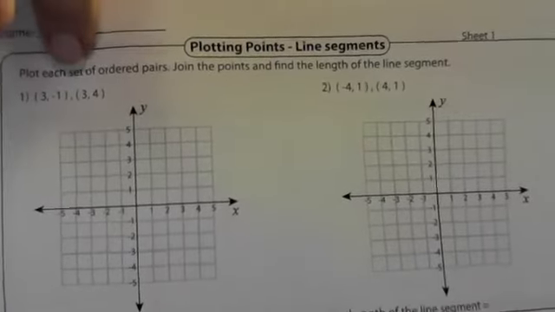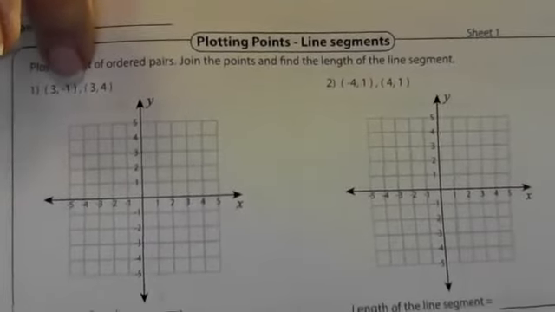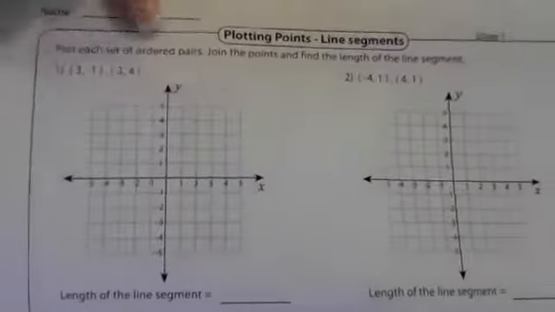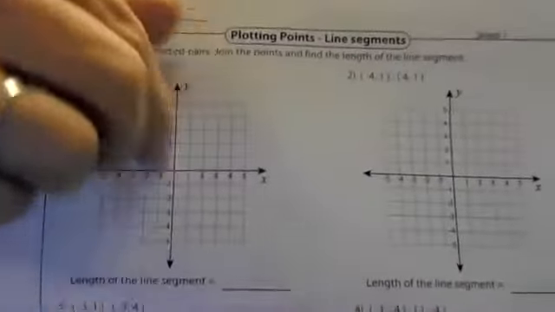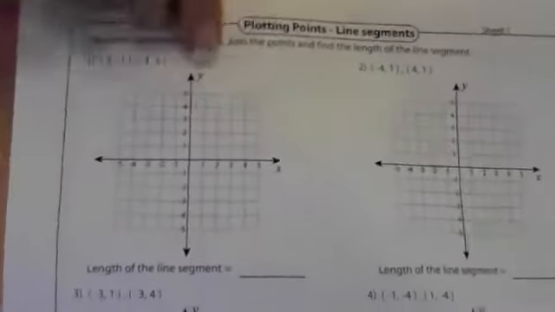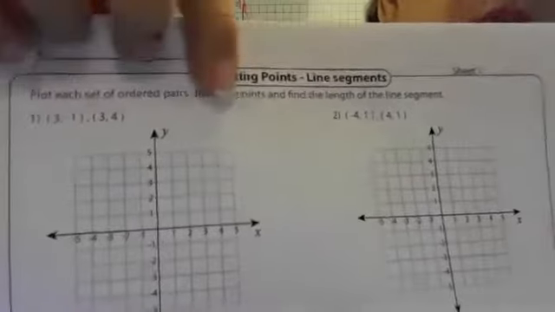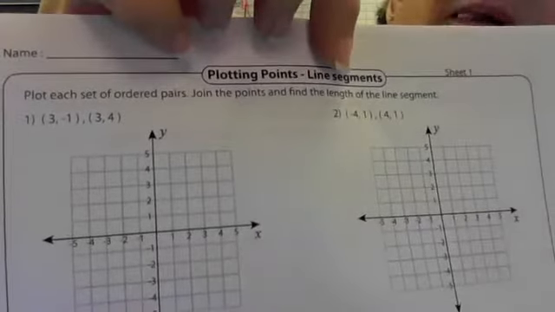So it says plot each set of the ordered pairs. So you're going to plot 3, -1 on this graph right here. And then you're going to also plot this point. So you're going to have 2 points on this graph. And then it says join the points. Join the points together. That will give us a line segment.